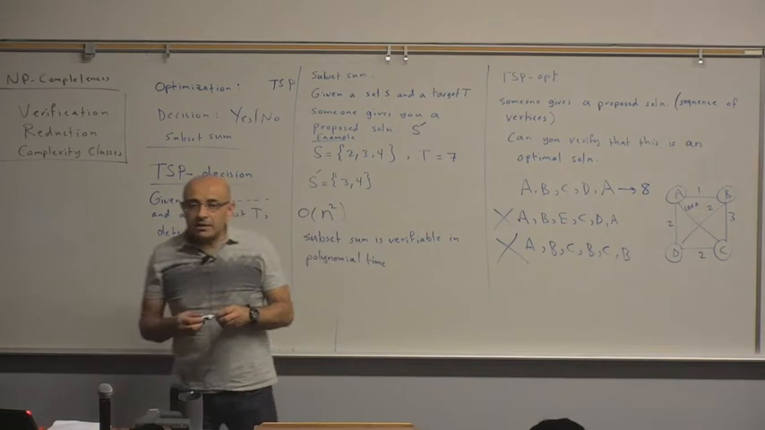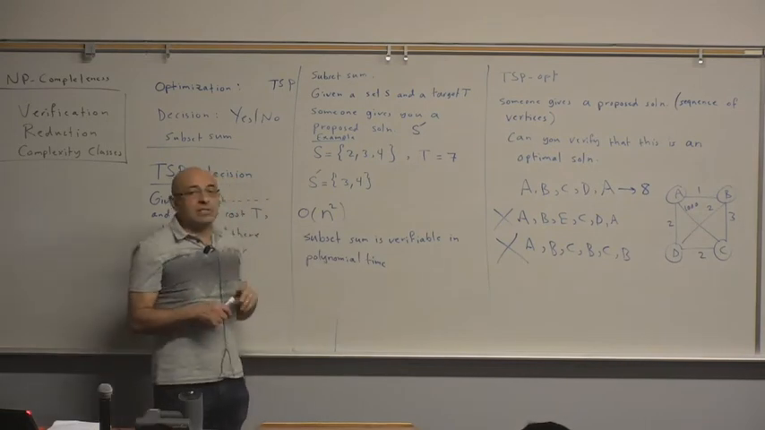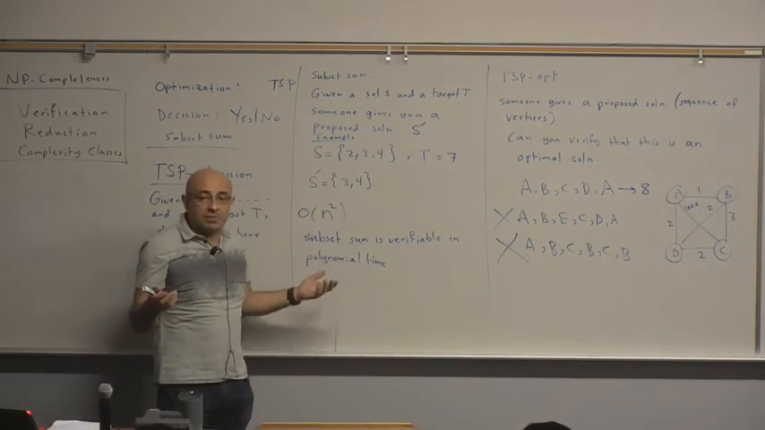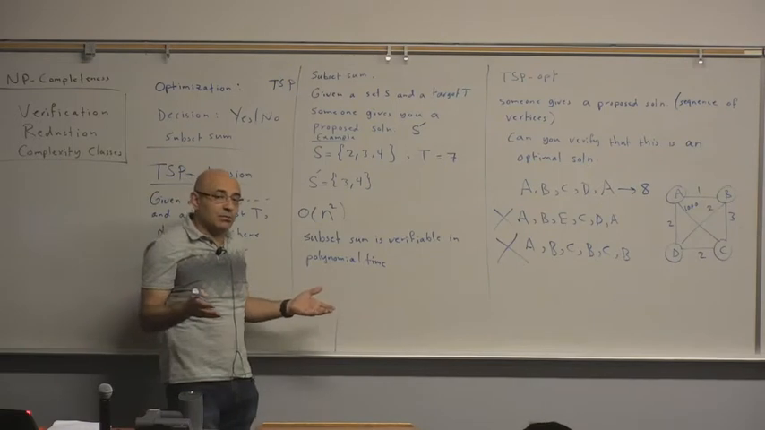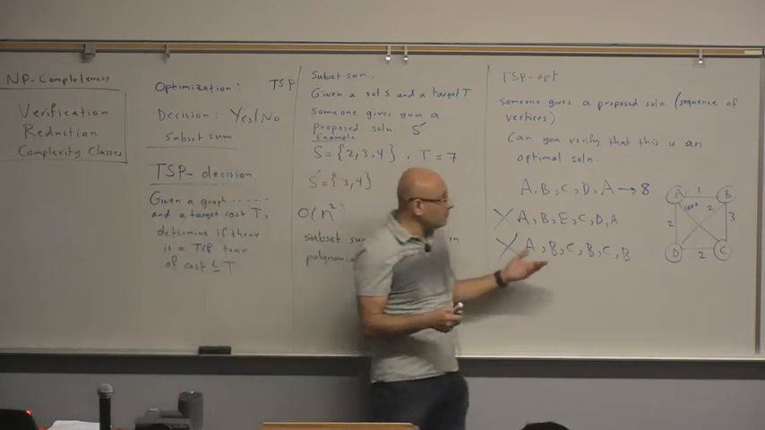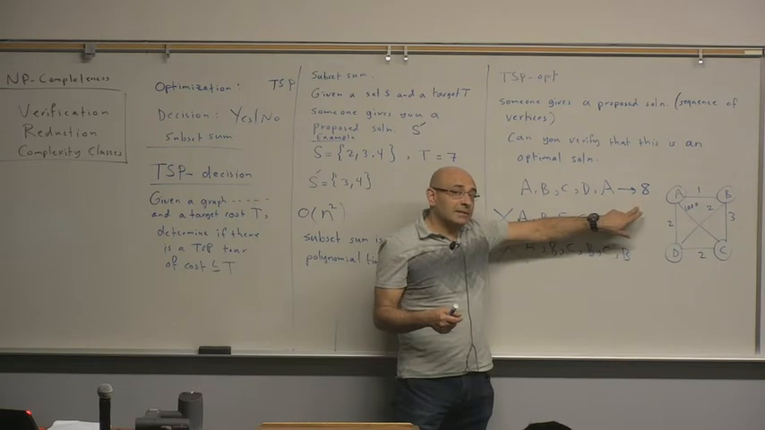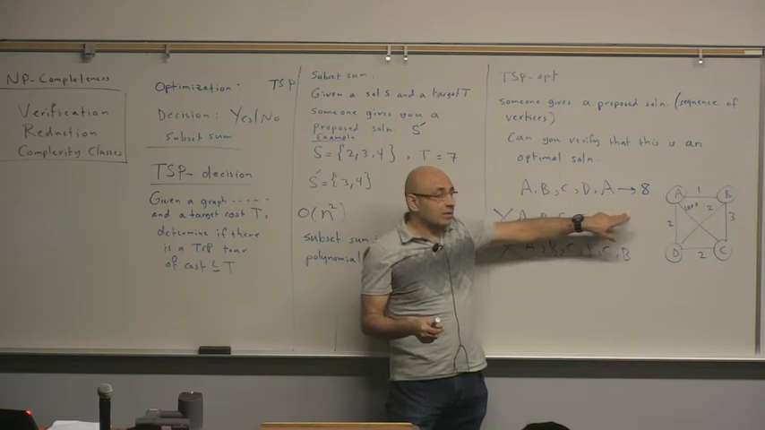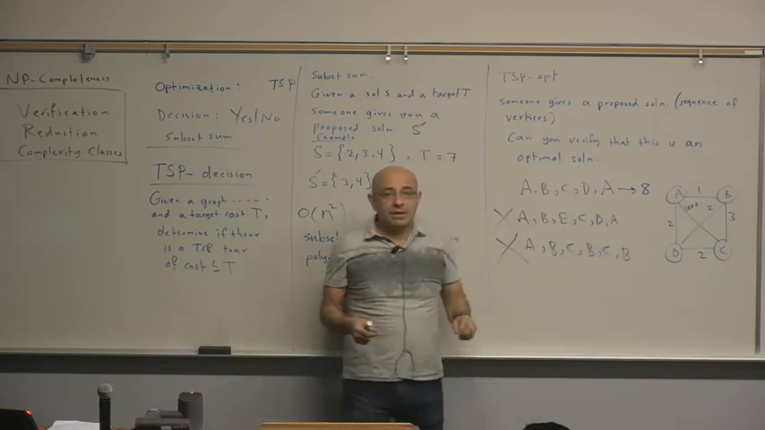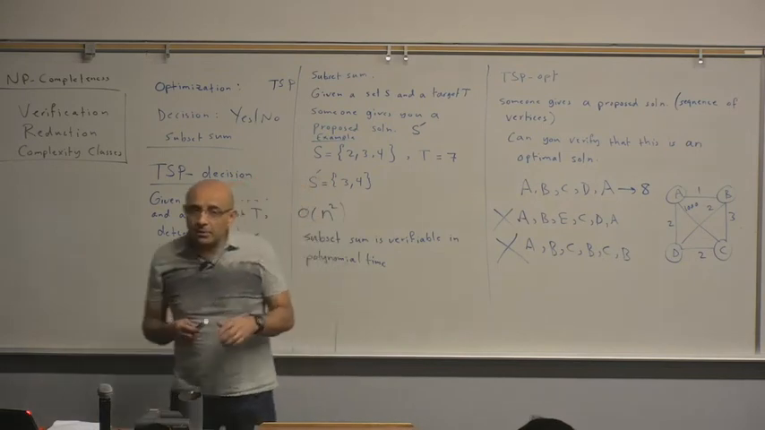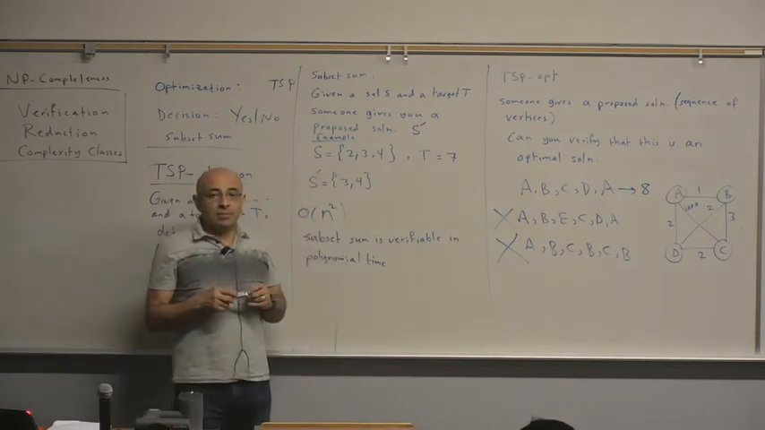Now, generally speaking, in order to answer this question, you have to solve the optimization problem, which is something that we don't know how to do in polynomial time. But in some cases, if someone gives you a solution and you calculate the cost, you will be able to tell that it's optimal. When?